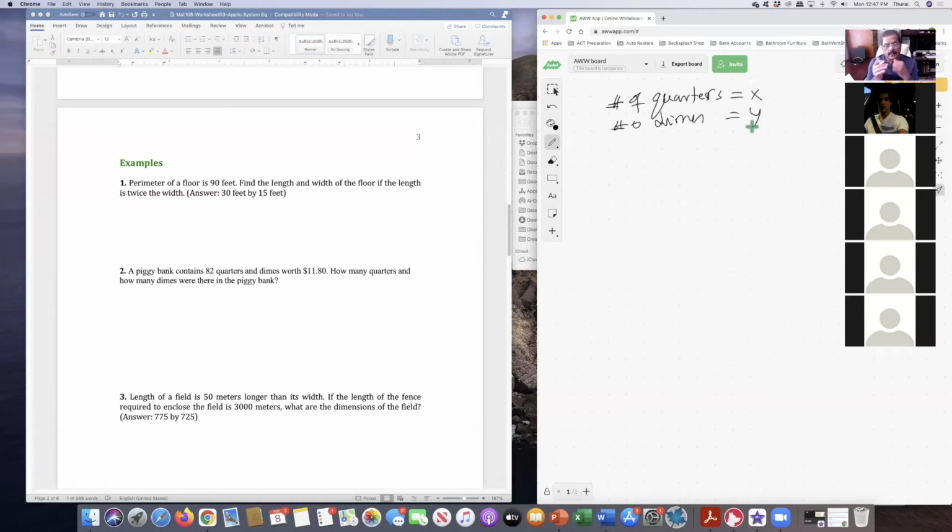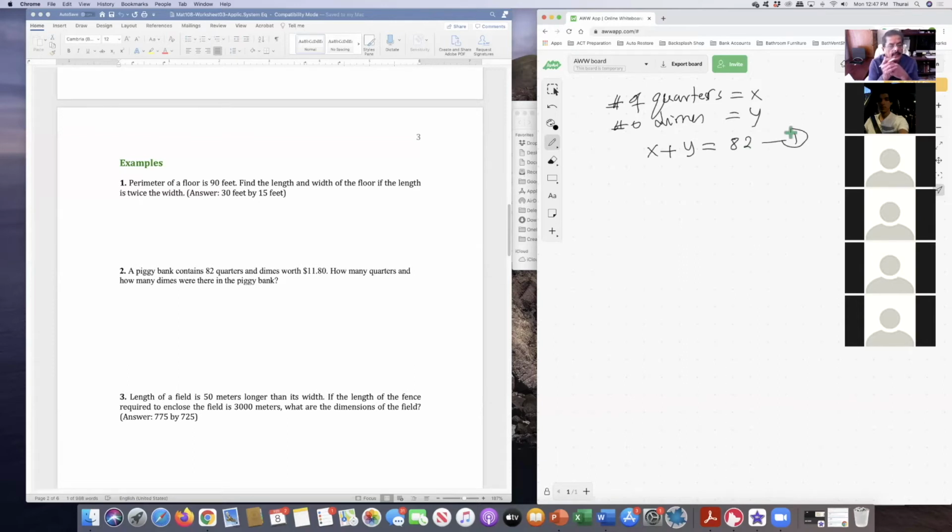Okay, so can somebody tell me what that translates to? X plus Y equals 82. Right, X plus Y equal to 82. Because X is the number of quarters, Y is the number of dimes, X plus Y will be the number of coins altogether, total number of coins. And that's what 82 is. So that's our equation 1.